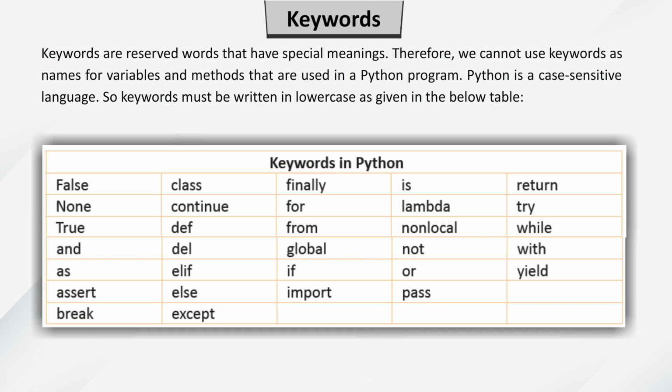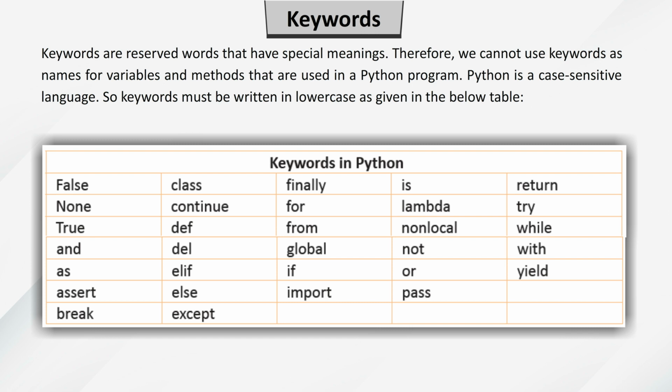Keywords. Keywords are reserved words that have special meanings. Therefore, we cannot use keywords as names for variables and methods that are used in a Python program. Python is a case-sensitive language, so keywords must be written in lowercase, as given in the below table.